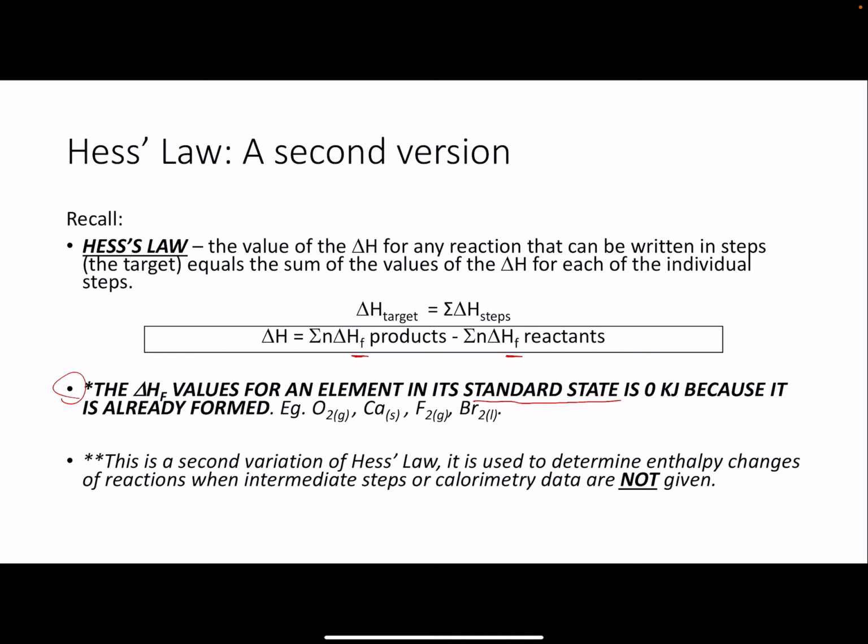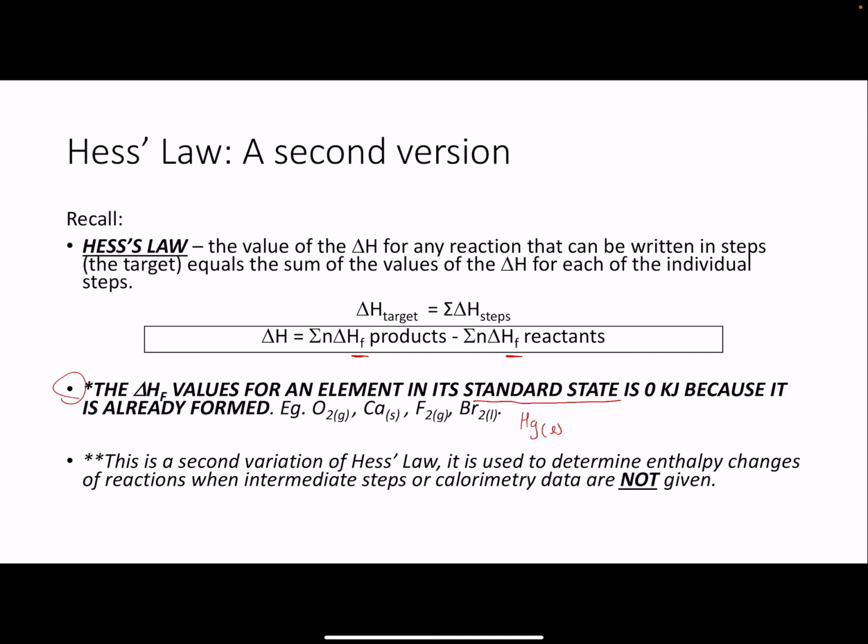Bromine is Br2 and it's in a liquid state. So its enthalpy of formation is 0. The only other liquid on the periodic table is mercury. So it's also going to have an enthalpy of 0. If you ever see a liquid for any other element, it will have an enthalpy of formation because it's not naturally found like that.